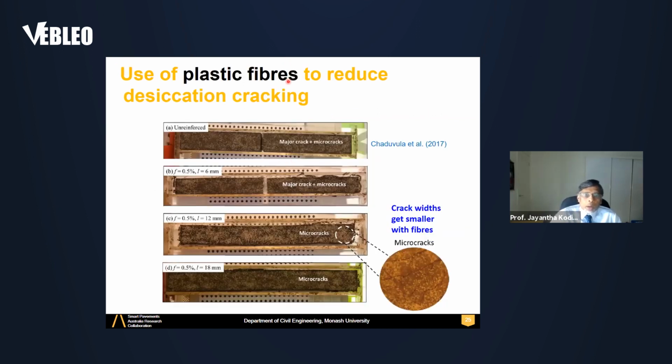You can use plastic fibers. In this picture here, you can see using plastic fibers, you can reduce cracking. Unreinforced soil without plastic fibers undergoes cracking. As you increase the fiber percentage or length, you can get no cracks and only micro cracks occur. Micro cracks are more favorable than large cracks because water flow and other things are hindered quite significantly when the crack width is lowered. So that's one way of reducing desiccation cracking.